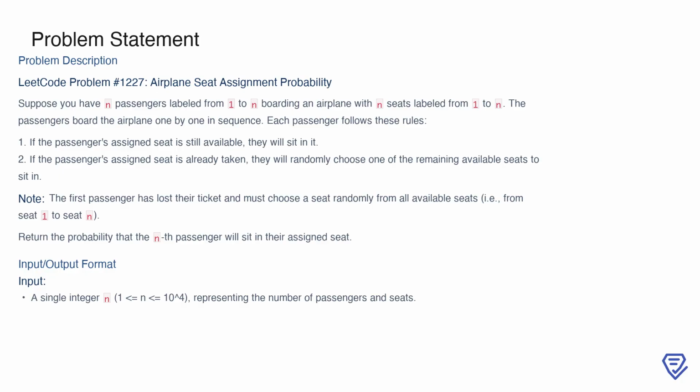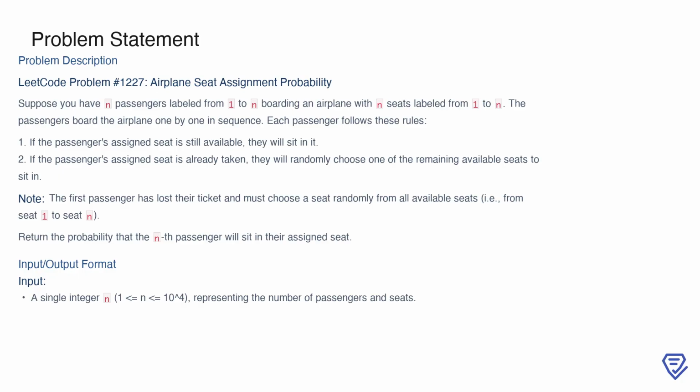You're given an airplane with N passengers and N seats, where both the passengers and seats are labeled from 1 to N. The passengers board the airplane one at a time in order. Each passenger has a specific rule they follow. If their assigned seat is available, they'll take it. But if their assigned seat is already occupied, they'll randomly select one of the remaining empty seats to sit in.